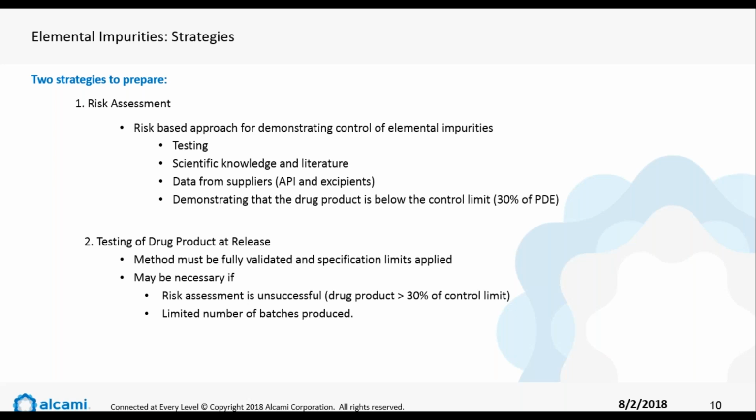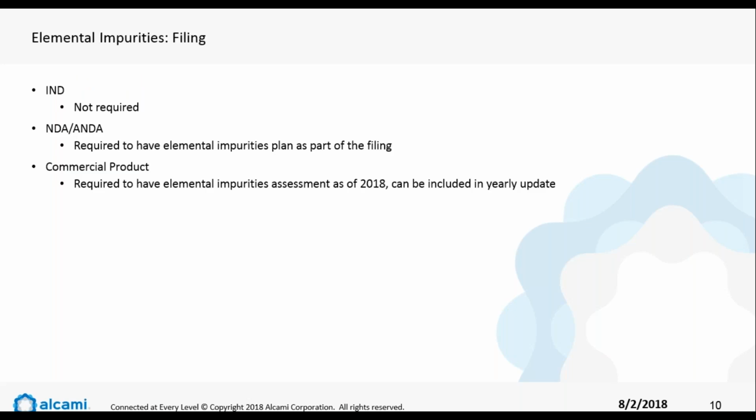So the two different options, the risk assessment obviously requires that you be under control. So option 2 is, in some cases, what's necessary to do if you have an elemental impurity that appears to be below the limit, but above the control limit. You would move to a validated method in testing at time of manufacturing.